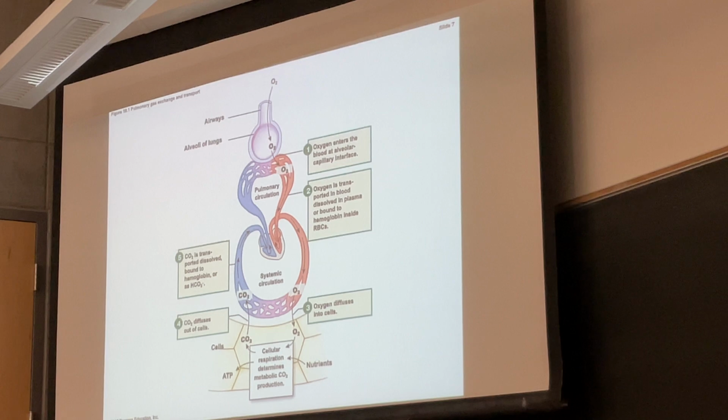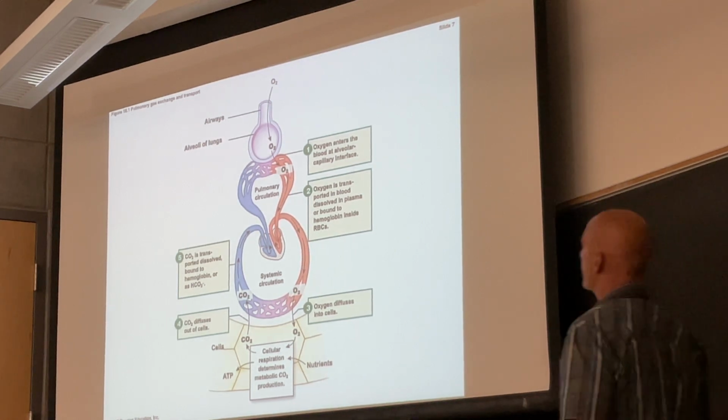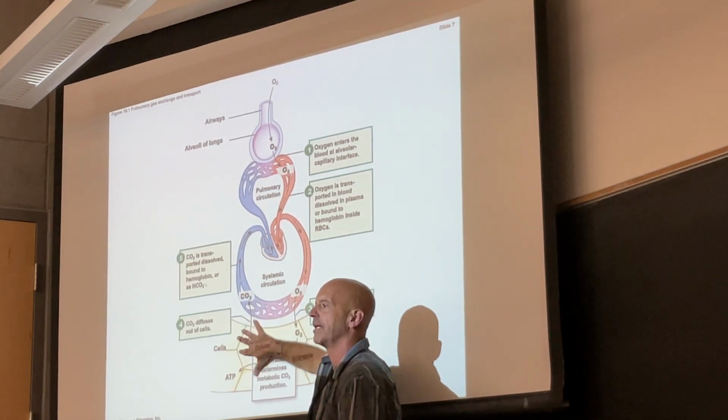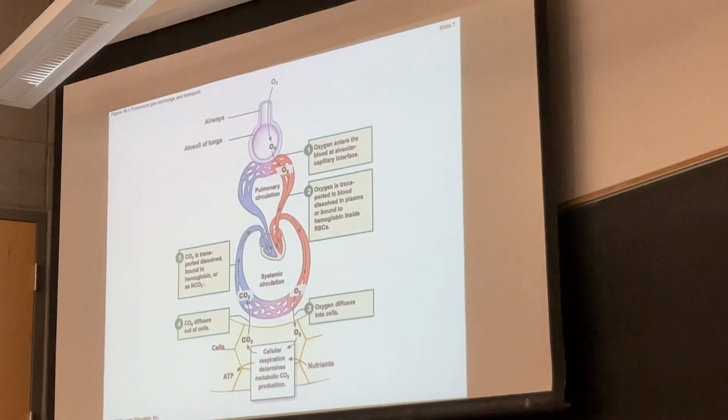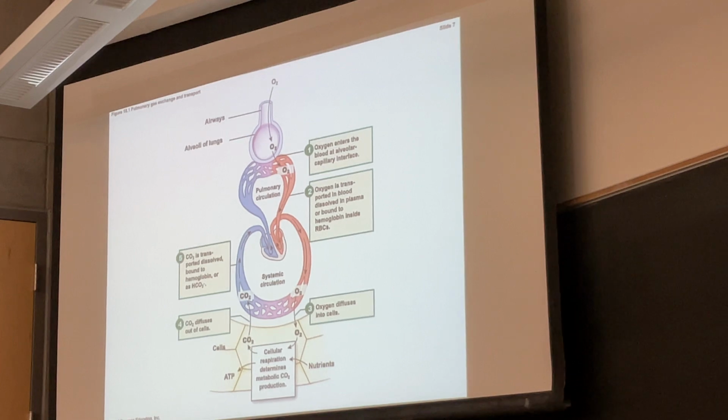And that bicarbonate ion is your most important extracellular buffer in the body. That's going to help maintain pH, so it's a very important part of that. So how is CO2 transported? These are big questions, right?